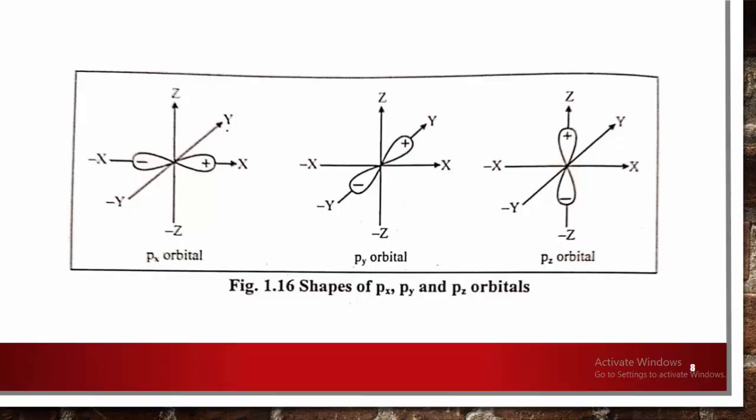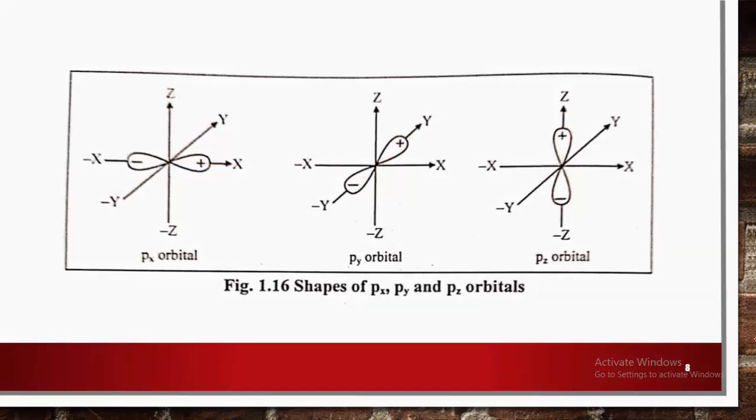This is the px orbital. Try to understand and remember: this is the x-axis, this is the y-axis, and this is the z-axis. The dumbbell, which has two lobes, lies on the x-axis, so that is the px orbital. This one lies on the y-axis, therefore it is the py orbital. This one lies on the z direction, therefore it is the pz orbital. So the shape of the p orbital is always a dumbbell, but in different directions.